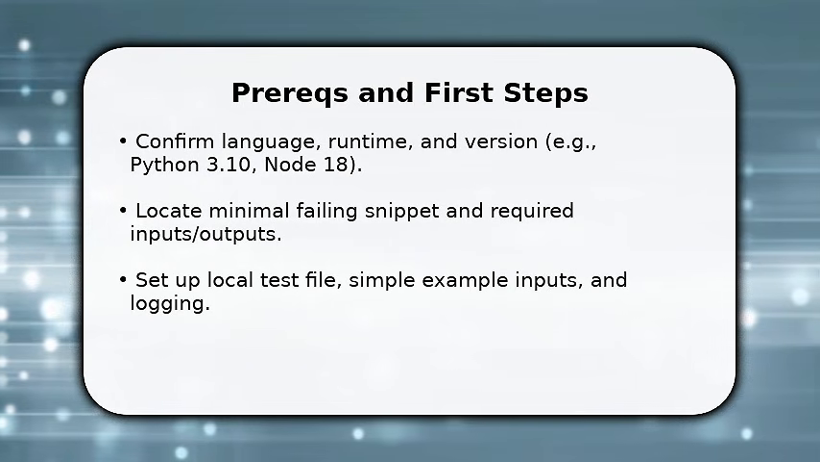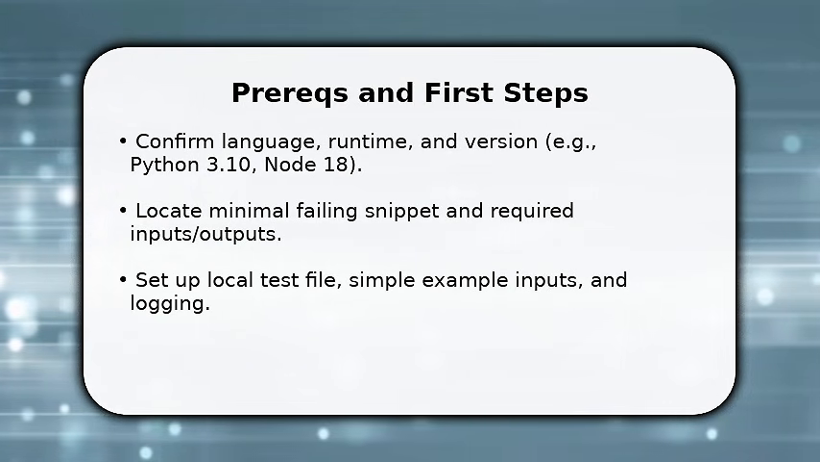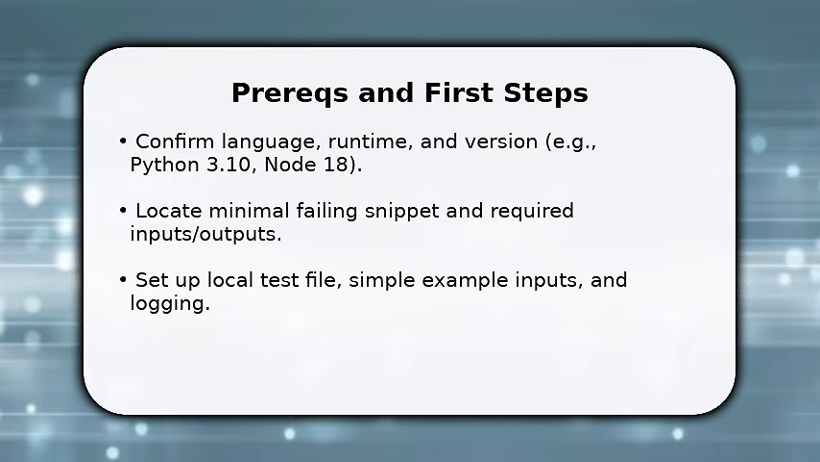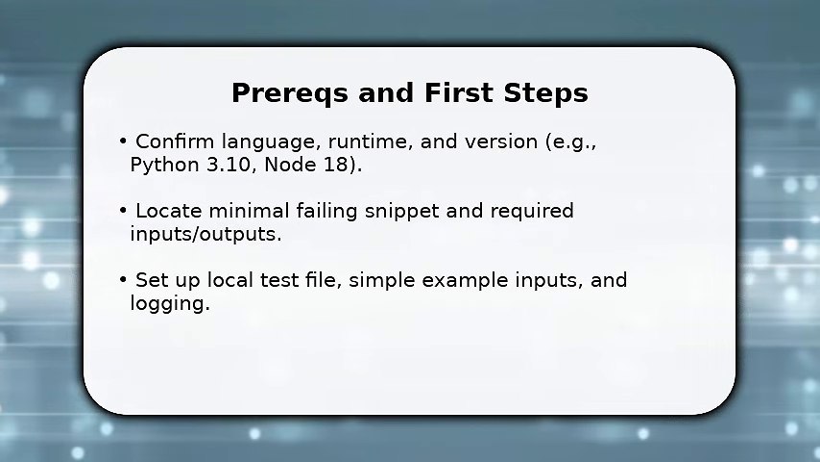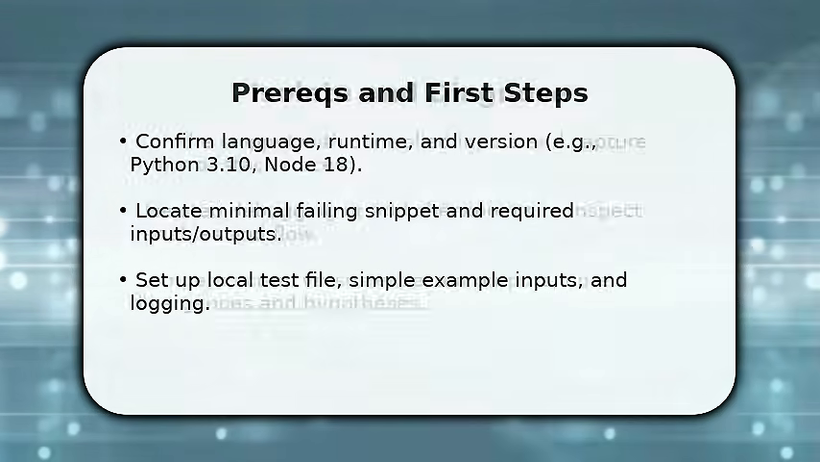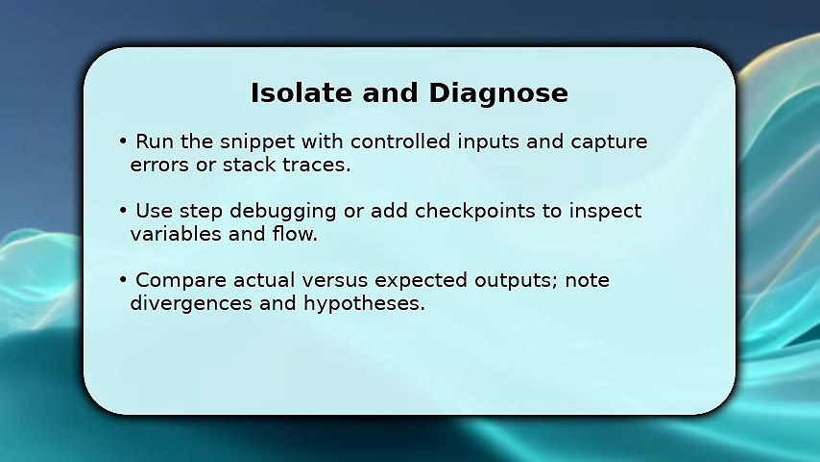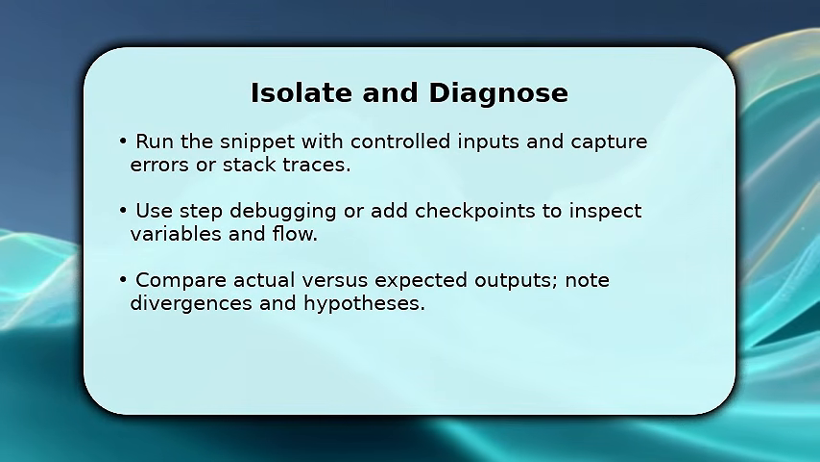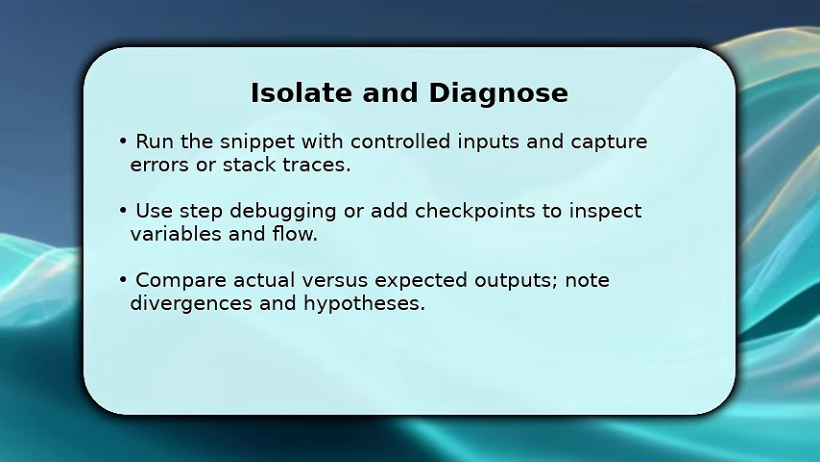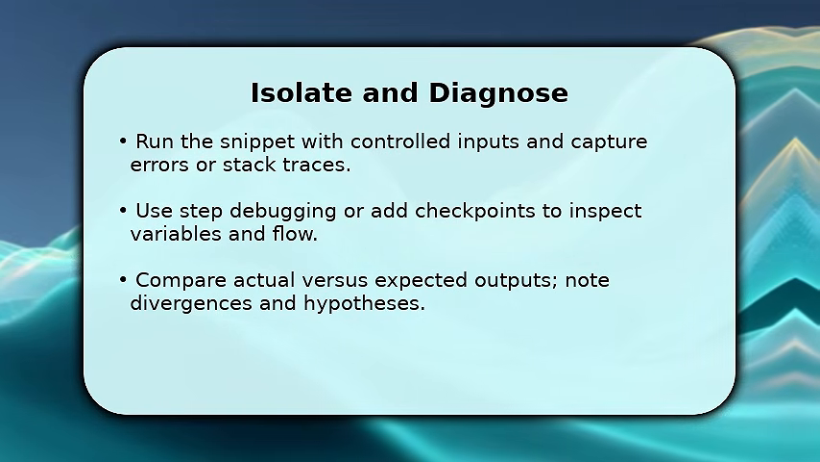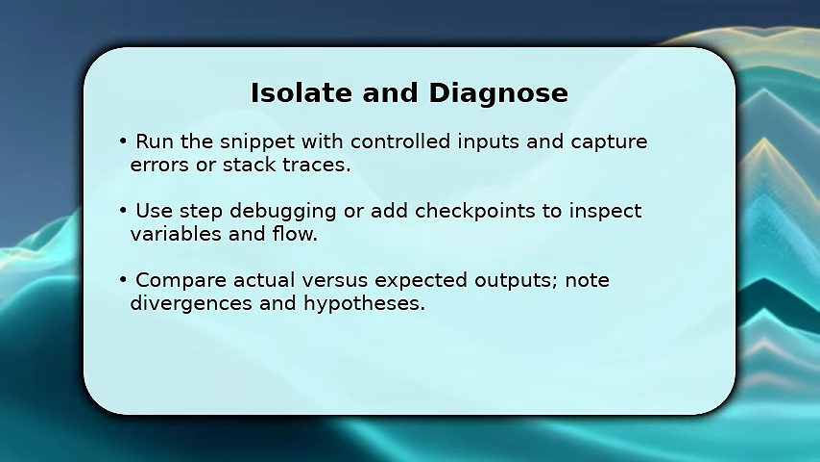This direct start prevents wasted setup time and gets you into the actual debugging flow immediately, where you'll observe behavior and capture the first clues. You now isolate the failing logic and walk through it methodically. Run the trimmed snippet using controlled inputs and record any errors or stack traces. These are your primary clues.